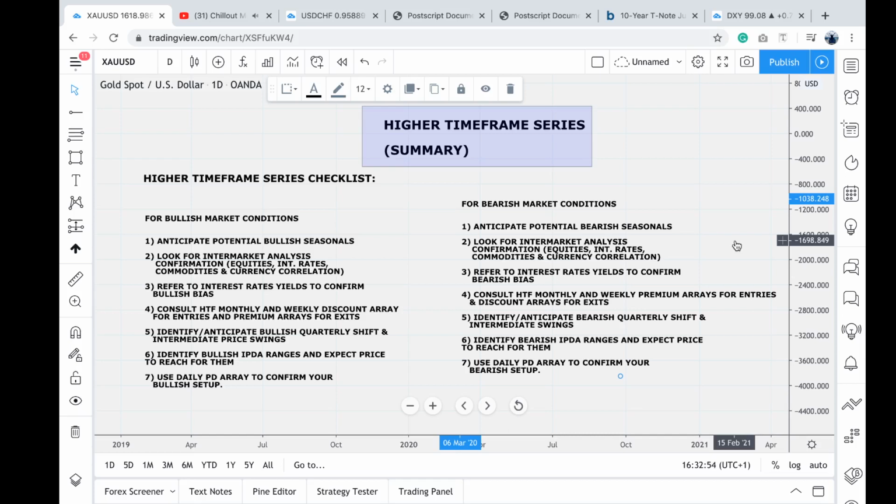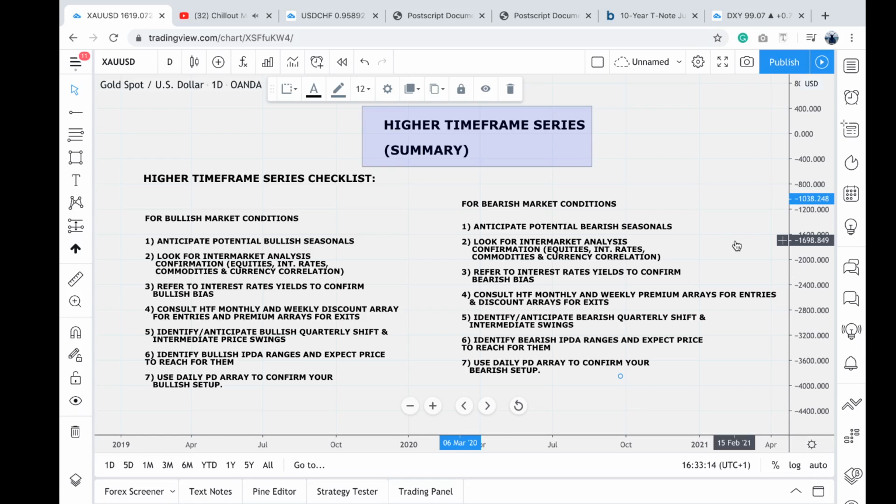Number 5, you want to identify and anticipate various quarterly shifts and intermediate swings. So you're looking for swing highs for sell moves. Remember, if you're looking at bullish market conditions, what you're looking for primarily is the swing low. You're looking for either a long-term swing low to be formed or forming.